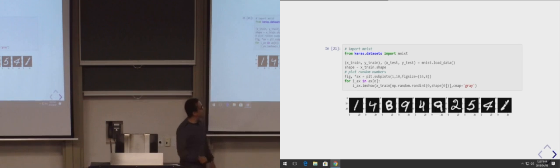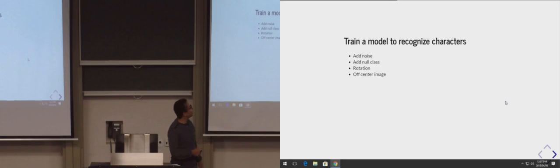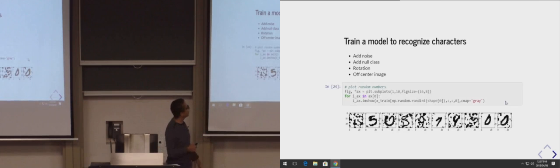So I started off with MNIST, and to make it a little more robust so it looked a little more like my images, I added some noise to the images. I added a null class because obviously you don't want it to always predict a number. You want it to predict that there's not something in there. I was going to do rotation and off-center stuff, but I didn't get around to that. But this is what it looks like when I do my processing. So now you have a blank class, and some numbers with lots of noise in there.